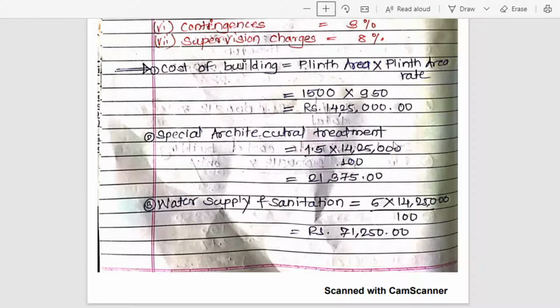Now 1.5% of 14,25,000, we will get 1.5 into 14,25,000 divided by 100, we will get 21,375 rupees. That is your special architectural treatment cost.